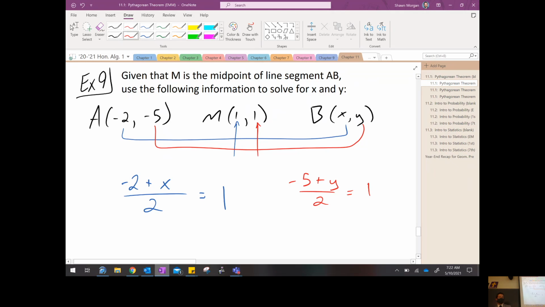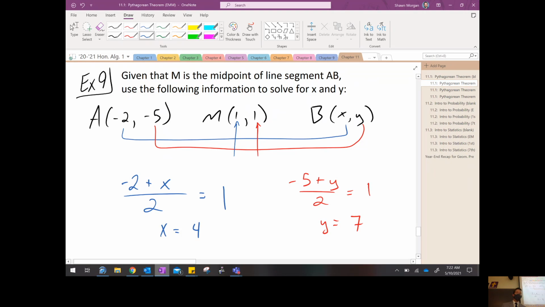Okay. Now we can work out these two equations quite simply. We can multiply both sides by 2 and add, in this case, 5. So y equals 7. And over here, in this case, times 2, add 2, x equals what? X equals 4. And we get our end point.